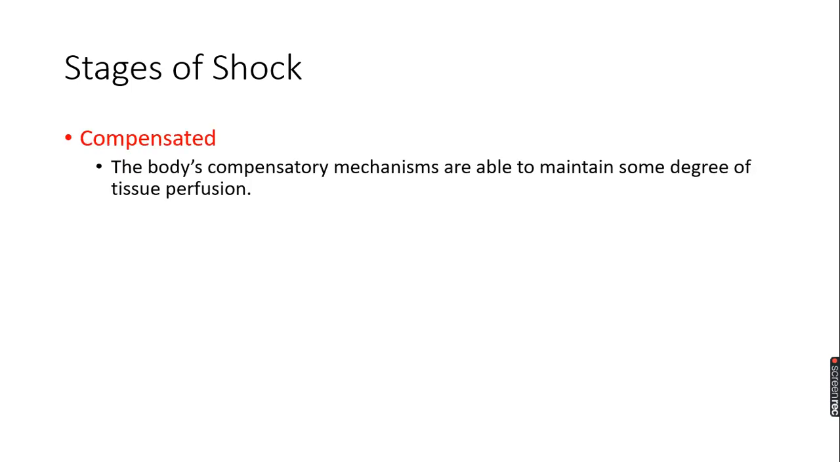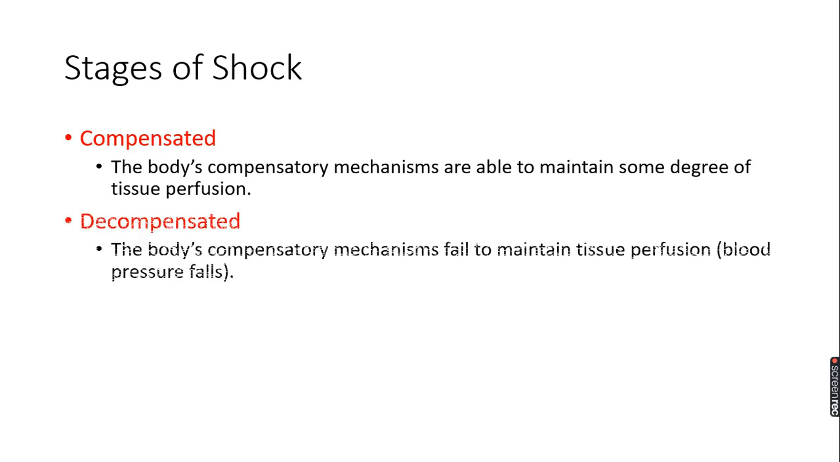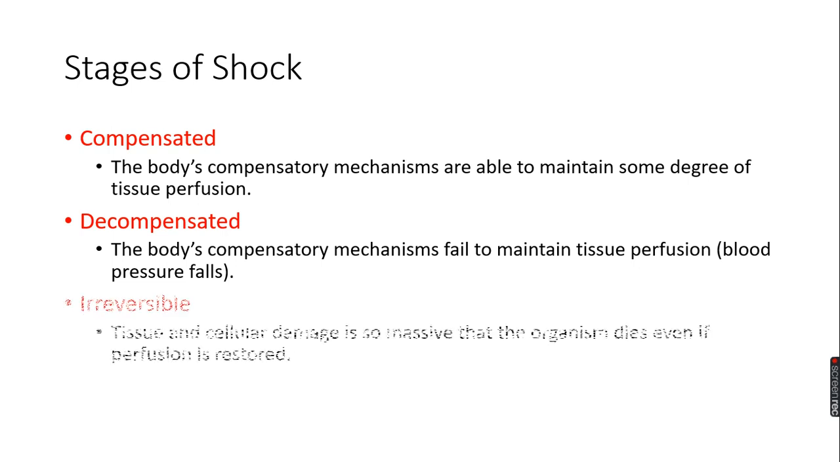So what are the stages of shock? We have compensated shock. The body's compensatory mechanisms are able to maintain some degree of tissue perfusion. We also have decompensated shock. The body's compensatory mechanisms fail to maintain tissue perfusion and the blood pressure falls. We also have irreversible shock. Here you have tissue and cellular damage which is so massive that the organism dies even if perfusion is restored. This is the last stage of shock, and when a patient reaches this stage, there's nothing you can do to resolve the shock or resuscitate the patient.